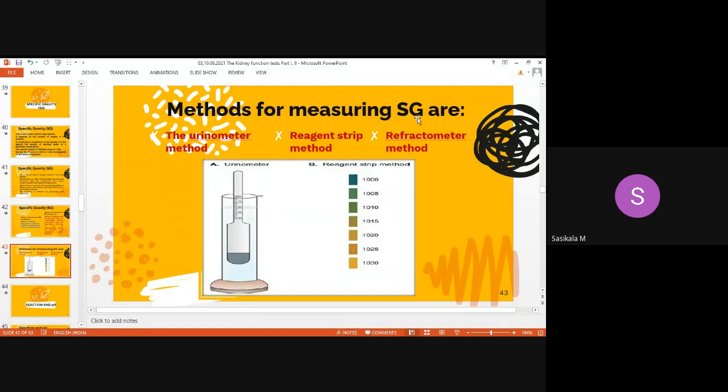Now let's see the methods to measure specific gravity. One is the urinometer method. You can see the urinometer here, which is applicable to analyze SG. Then the reagent strip method, where strips are used based on color, which indicates the specific gravity of urine. Then the refractometer method, using an instrument called a refractometer. So these are the three methods: urinometer, reagent strip and refractometer.